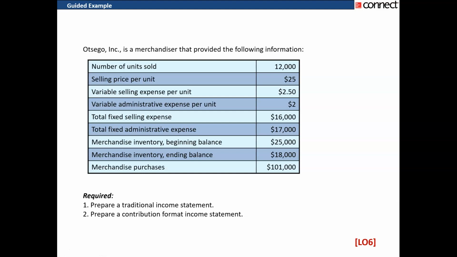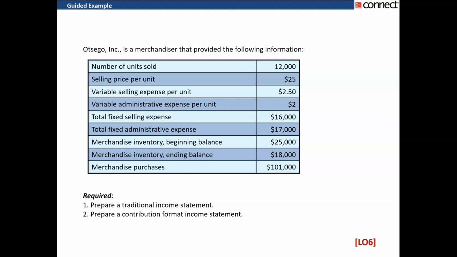Okay, so this company is a merchandiser, and they have the following information. They sold 12,000 units, and the selling price per unit is $25. So if you want to figure out how much they earned in sales, you would take the 12,000 units and multiply it by the $25.